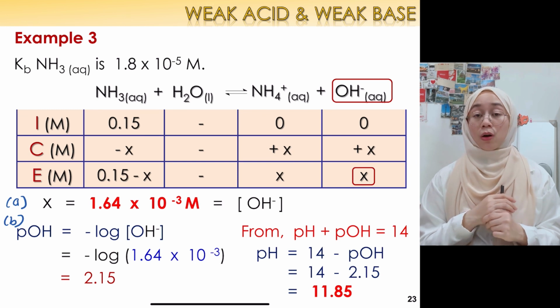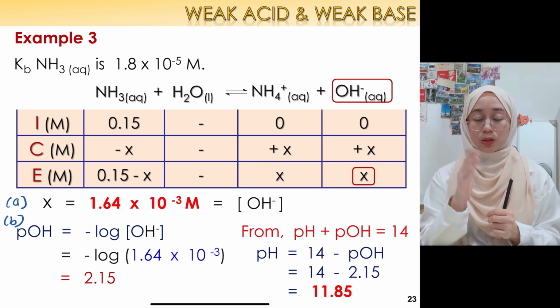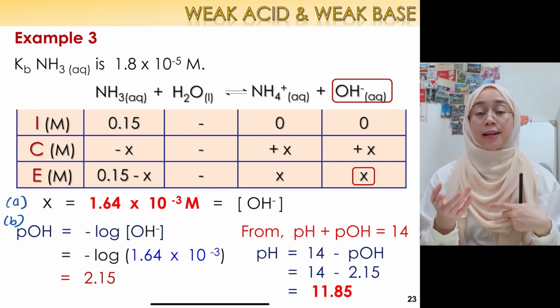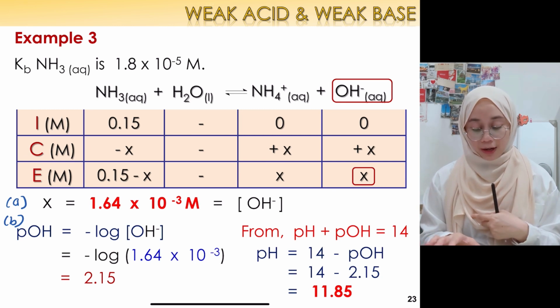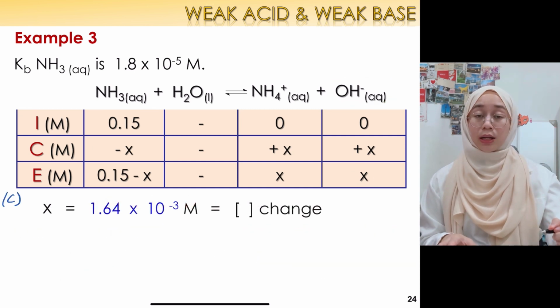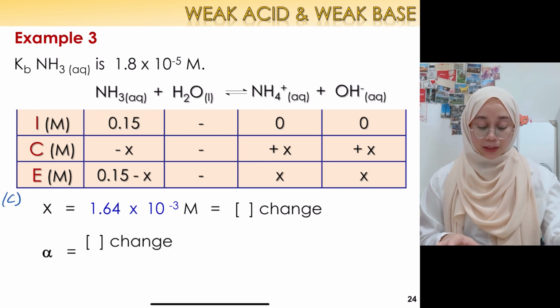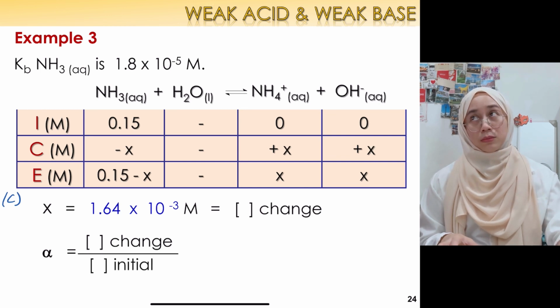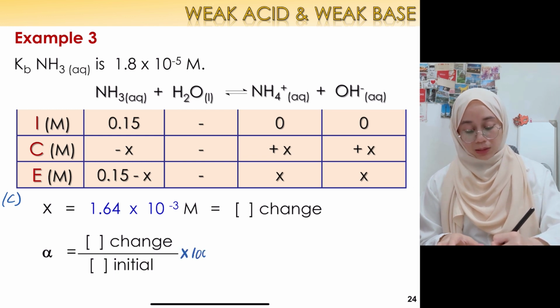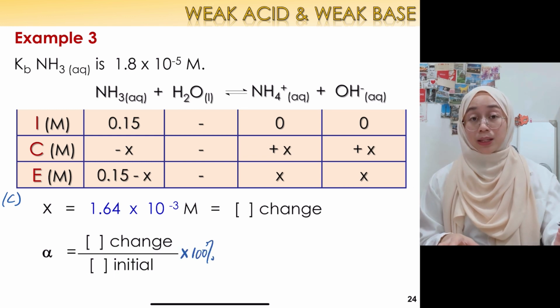Okay, so make sure cari pH bukan pOH, sebab soalan minta pH. And then since it's a base, so it should be value yang larger than 7. Okay, so dapatlah 11.85. Satu lagi, kita nak kena cari percentage of dissociation pula. So again macam biasa, concentration change divide by concentration initial. Cuma dalam nota ni Miss salah tulis lah, Miss tak letak 100%. Sebab soalan minta percentage kan, so kena darab dengan 100%.